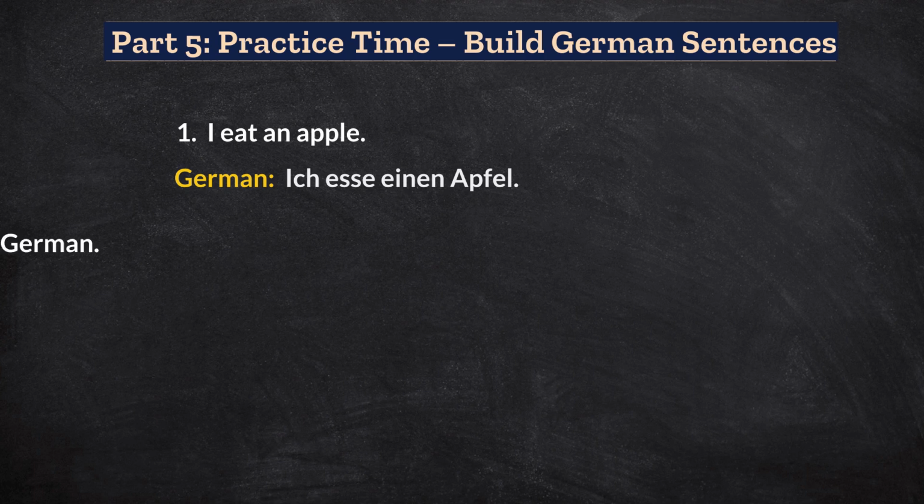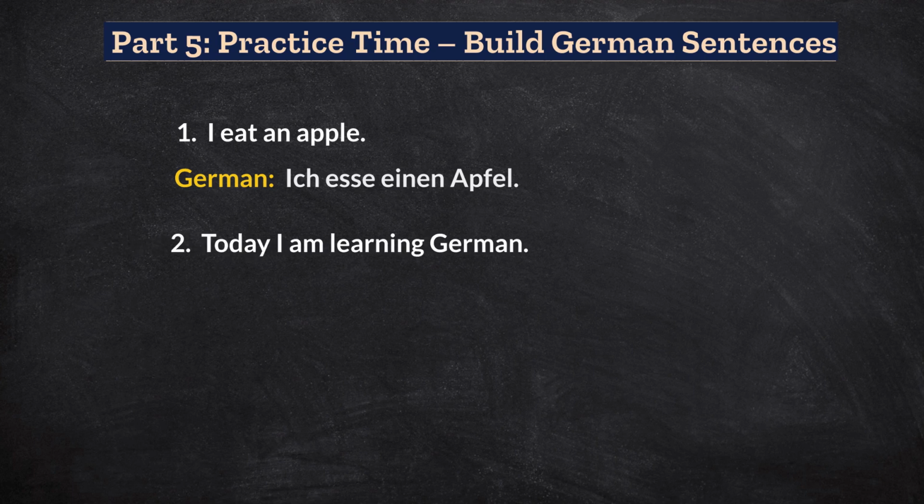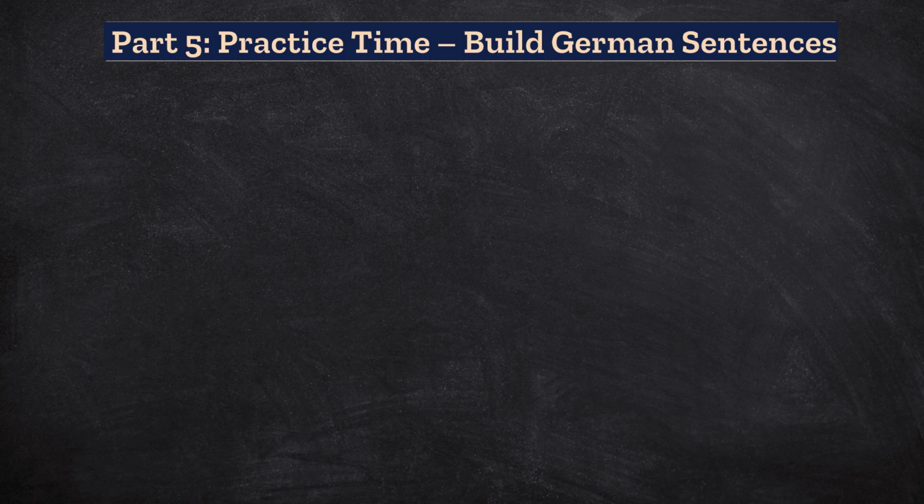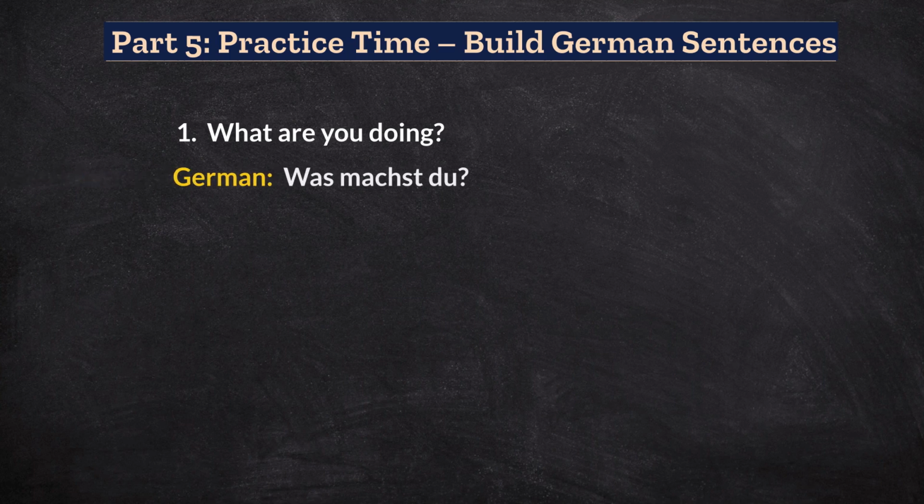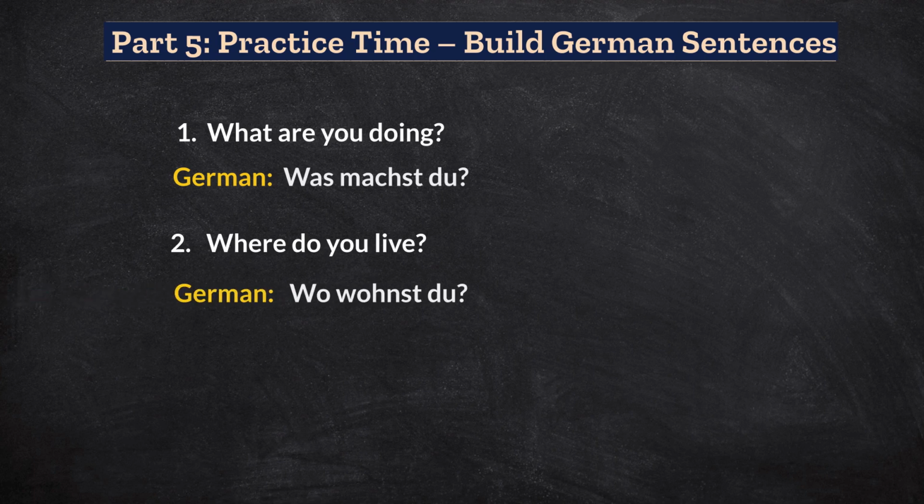Second sentence. Today I am learning German. The German version is, Heute lerne ich Deutsch. Now let's practice the questions. What are you doing? In German we say, Was machst du? Next one. Where do you live? The correct question in German is, Wo wohnst du?